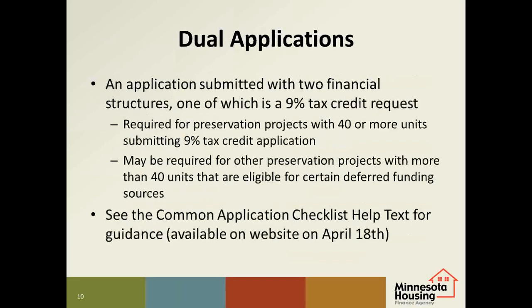A dual application is an application submitted with two financial structures and corresponding funding requests. One of those structures includes 9% credits. A dual application is required for any project with 40 or more units that is seeking preservation points for a 9% tax credit application. A dual application may be required for other preservation projects with 40 or more units. Please refer to the Common Application Checklist Help Text, which will be released on April 18th.